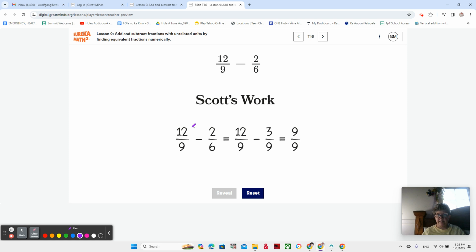Do you notice that he kept the 12/9 the same? And then he changed 2/6 to 3/9. Are you wondering how he changed 2/6 to 3/9? Yeah, so am I. I see that he made like units, right? The steps that he took. And he subtracted 12 minus 3 is 9. Okay. So why does he think that 2/6 and 3/9 are equivalent fractions? Where do you see flexible thinking in his work?